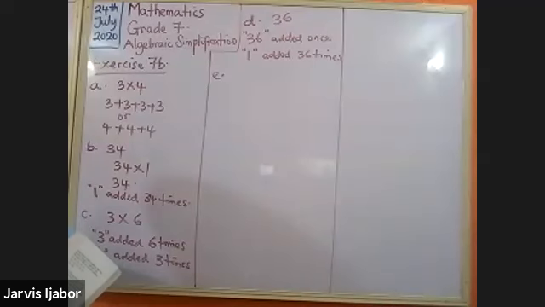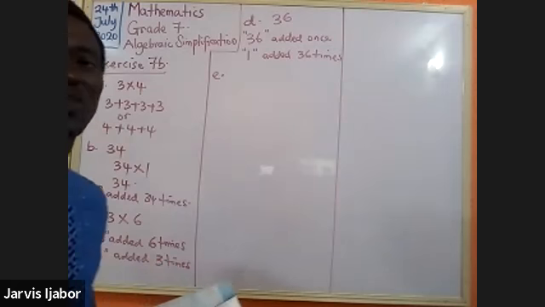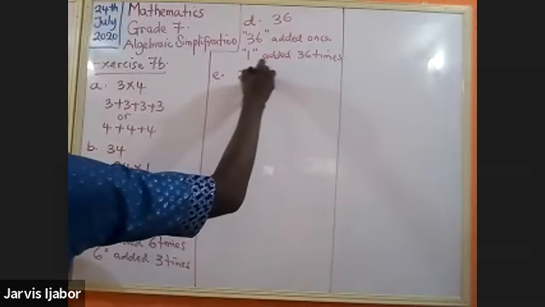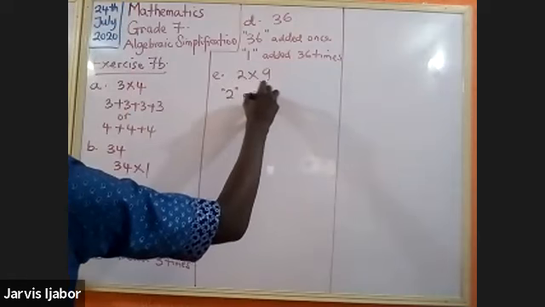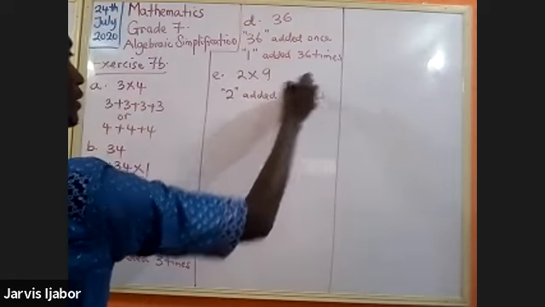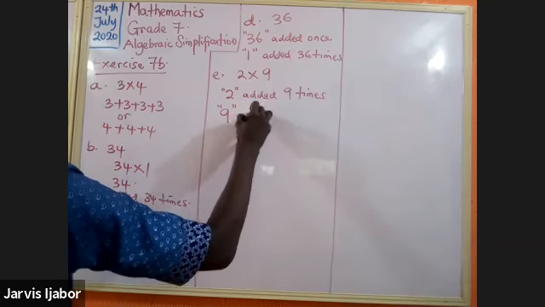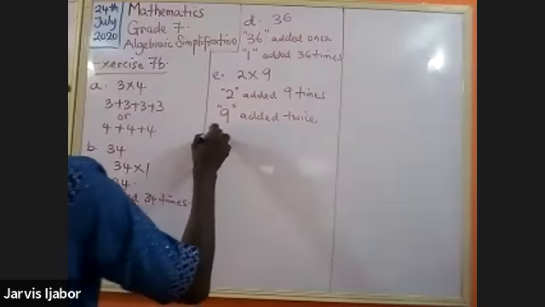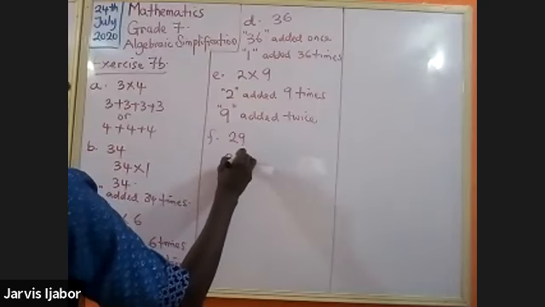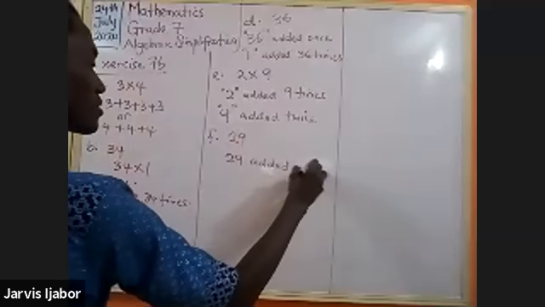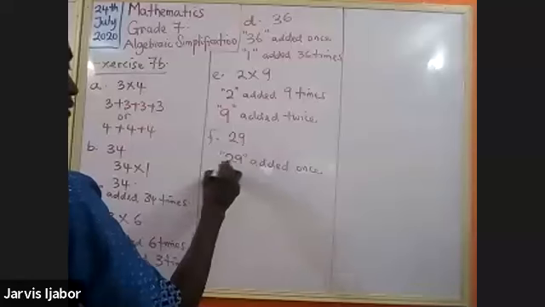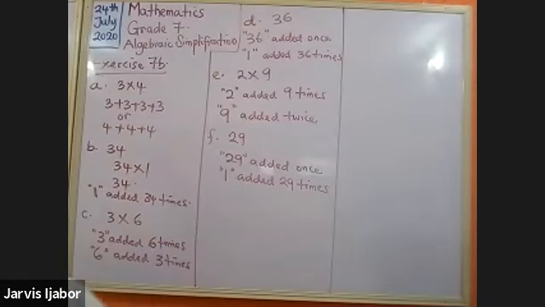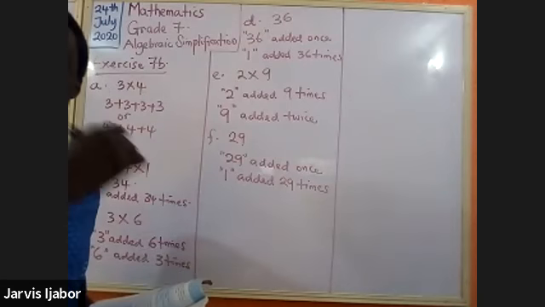Then E, I know my approach might be quite different, but this is what they want you to do, which is to find out what it means in arithmetic. Arithmetic is a concept of addition and subtraction, majorly. So the E, 2 times 9 means 2 added 9 times, or 9 added twice. 29 will mean 29 added once, or 1 added 29 times.